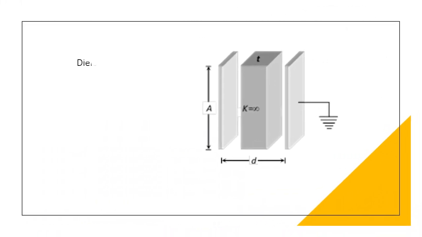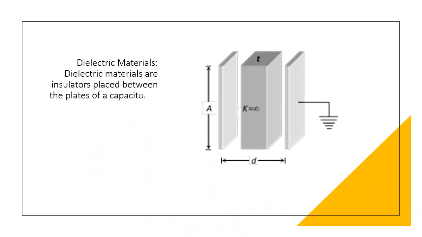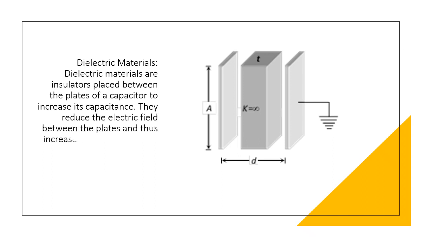Dielectric materials. Dielectric materials are insulators placed between the plates of a capacitor to increase its capacitance. They reduce the electric field between the plates and thus increase the charge that can be stored.